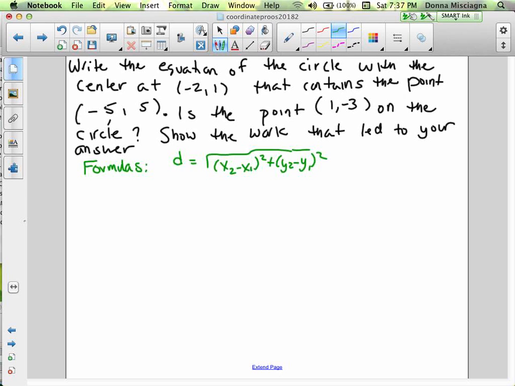And of course we need the distance formula because the radius of a circle is the distance from the center to the edge of a circle.